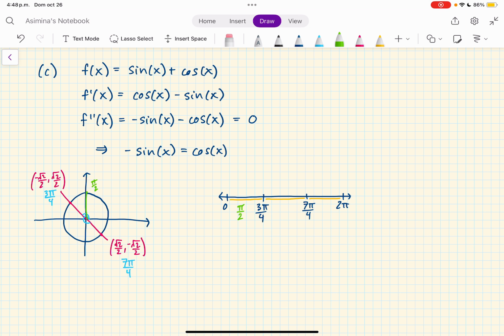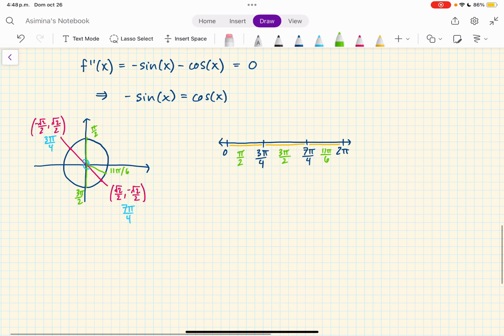Between 3 pi over 4 and 7 pi over 4, I can just choose the angle directly across from pi over 2, which is 3 pi over 2. Now between 7 pi over 4 and 2 pi, this is a bit trickier, I can choose this angle here, which is the angle 11 pi over 6. Now I'm going to plug these into my second derivative to see what I get.